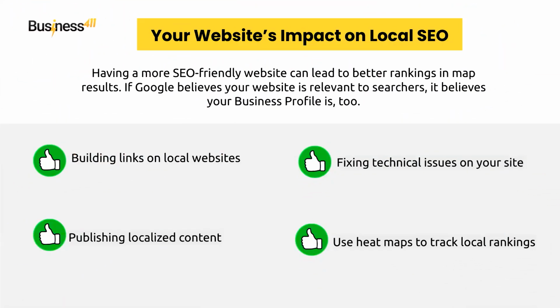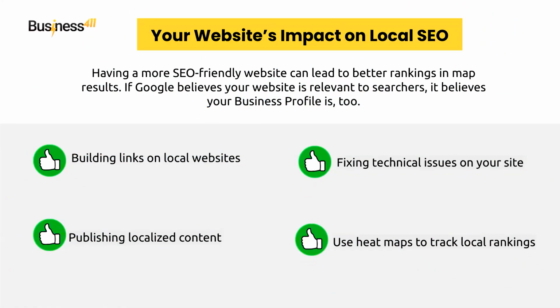So here are 4 ways that you could update your website to have better impact on your local SEO. The first one is going to be building links on local websites. This is known as backlinking, and what it's doing is building trust and showing Google that more people are referring to your website, making it more relevant. Next, you're going to want to fix any technical issues on your website, and I'm going to show you how to do that in the next slide.